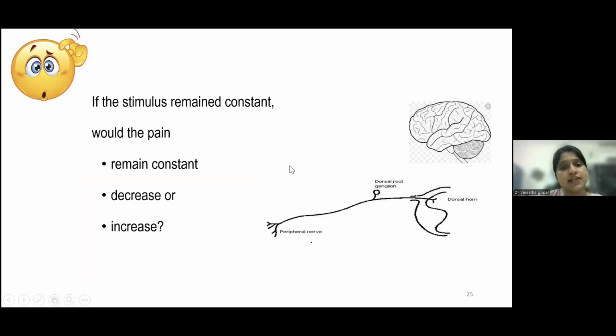Now, my question is, again, you can put in this chat box, if the stimulus remained constant, the same stimulus coming from the periphery or the viscera or whatever it is, will the pain remain constant, decrease or increase? What do you think will happen? Any answer?